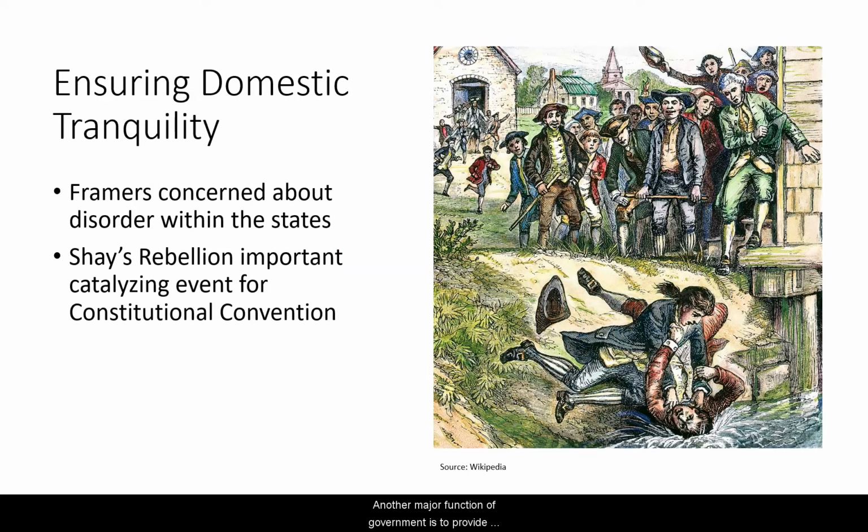Another major function of government is to provide order in society. The constitutional framers elegantly phrased this as ensuring domestic tranquility. Some political philosophers consider this to be the primary purpose of any government. They argue that without government, societies would fall into a state of anarchy, where people would be in constant physical danger, and their property would be under continual threat.